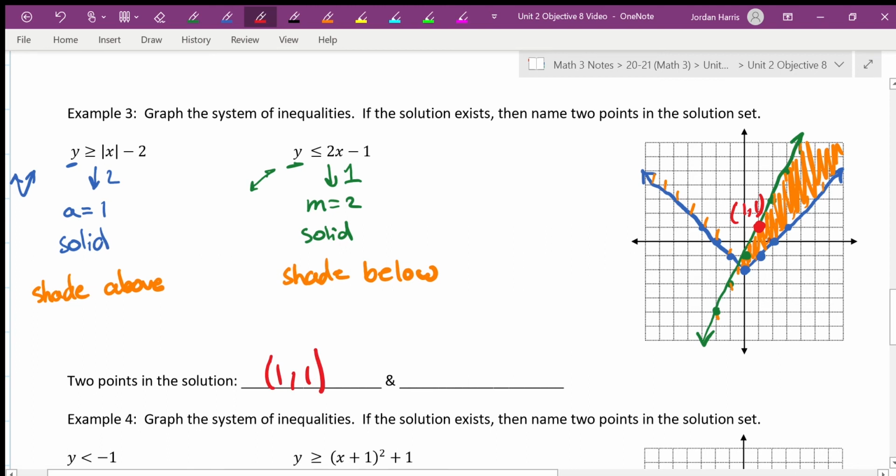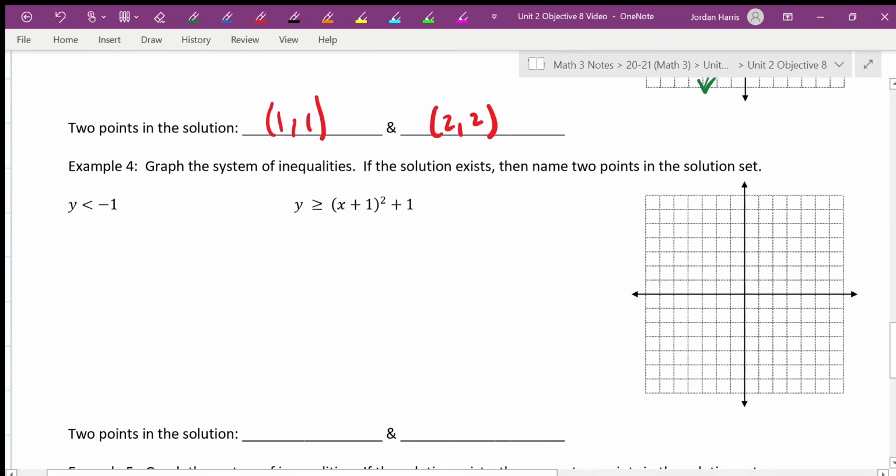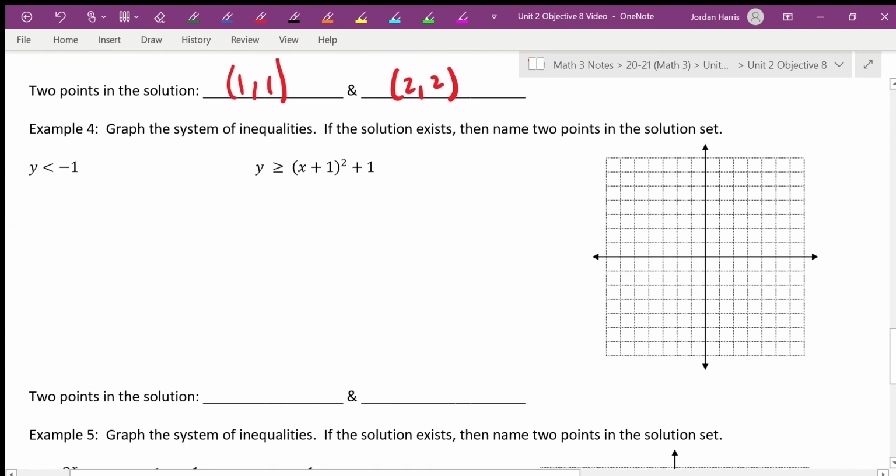Okay, I could also go in at any point here, so we'll do this point right here, which is (1, 2), (1, 2), (2, 2). Any point inside the shaded region also works. Example 4, we have 2 new ones.